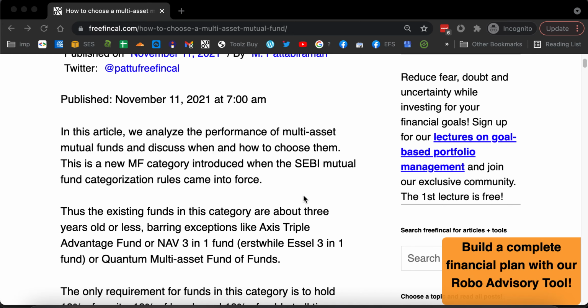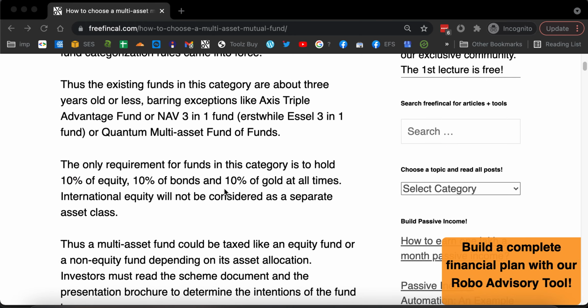There were funds which had this kind of a feature built in, for example Axis Triple Advantage Fund, Quantum Multi Asset Fund, or the SL 3-in-1 fund, which later became Navi 3-in-1 fund when they acquired it. The only requirement that SEBI has of these funds is to hold 10% of equity, 10% of gold, and 10% of bonds at all times. International equity can be there, but it will not be considered as a separate asset class.